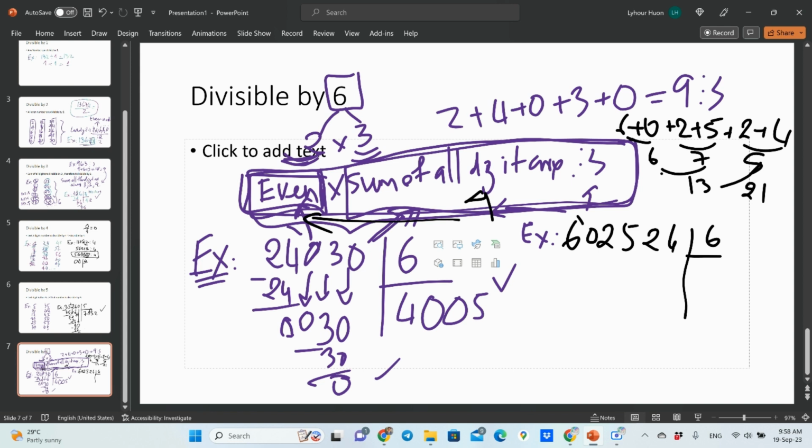So 6 times 1 is 6. So this is 0. We drop the 0. Still cannot divide. So we drop another 1. It's 2. Still cannot divide. So another 0. We drop another 5 here. How many times does 6 go into 25? 6 goes into 25 four times. 6 times 4 is 24, right? So we have 1, and 2 drops here.